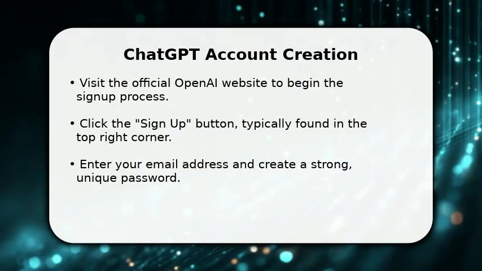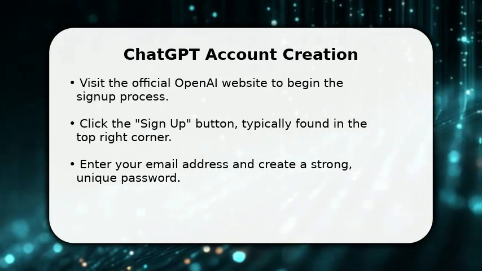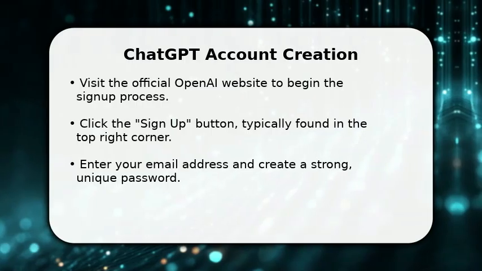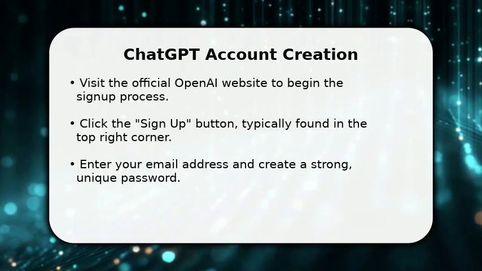In this video, I will explain how to sign up for ChatGPT. First, navigate to the official OpenAI website. Look for the Sign Up button, usually located in the top right corner of the page, and click it.